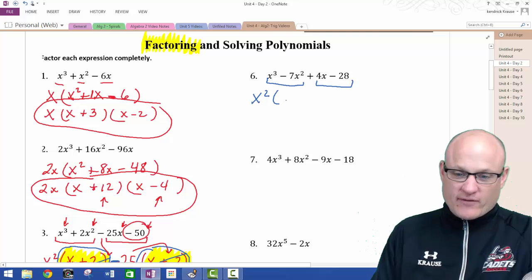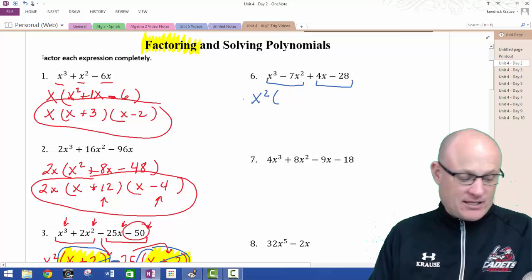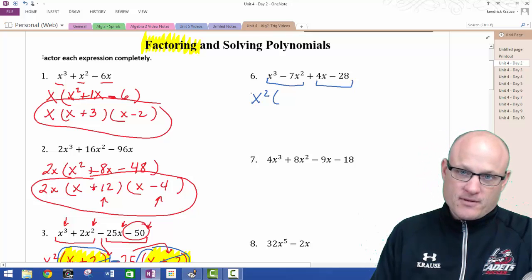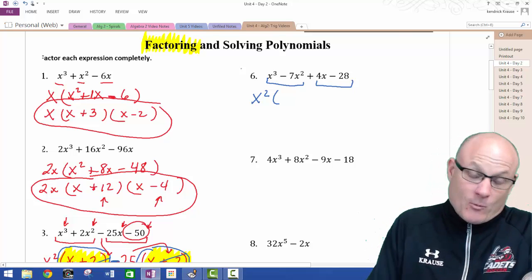X squared is our GCF of the first two items. Notice there's 4 terms. 4 terms means I'm going to group them as the first 2 and the second 2. I hope my parentheses match. If my parentheses do not match, either your teacher is an idiot or you are. Okay, could have been I just made a mistake. Not an idiot. Hopefully I didn't make a mistake.